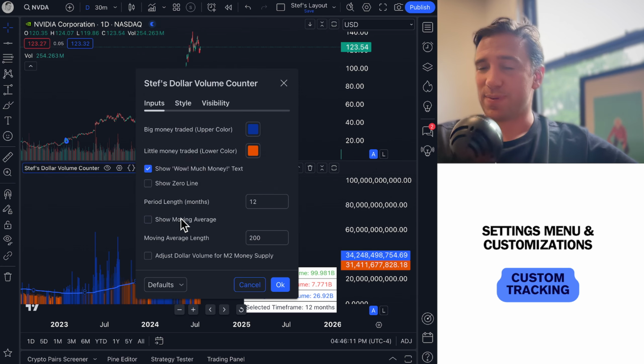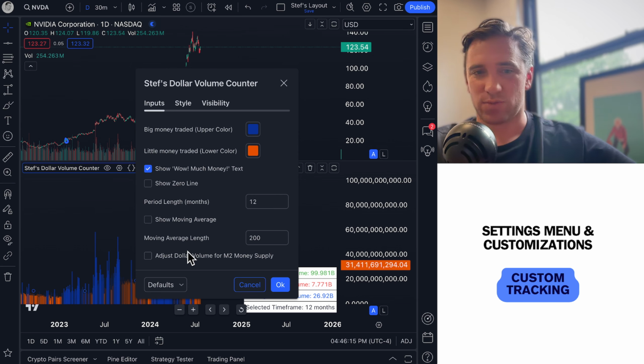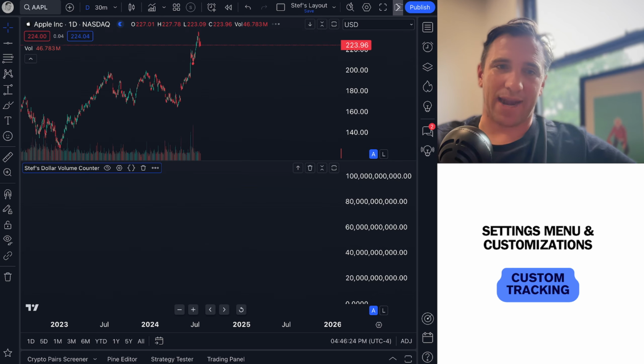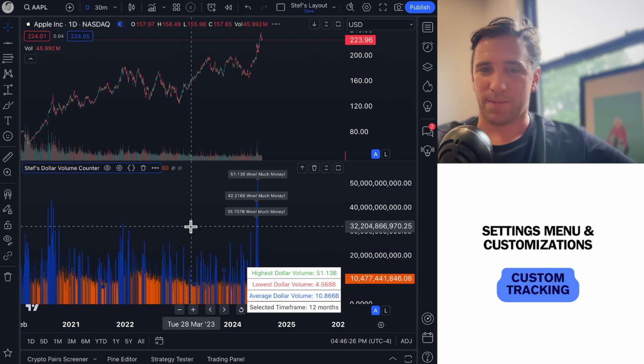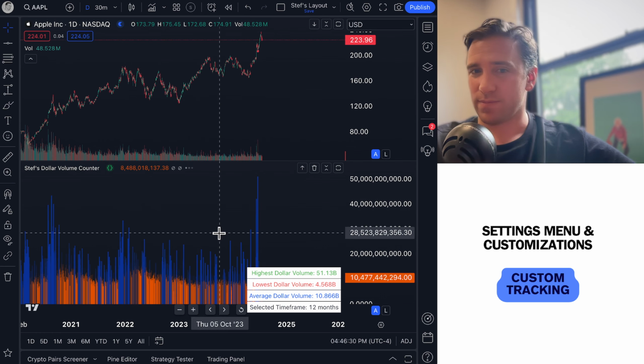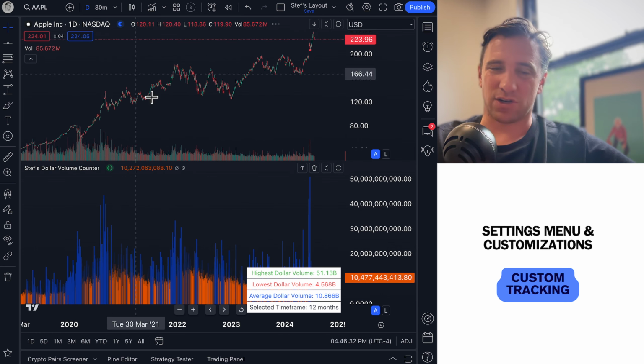I'm going to turn that off because now I think I've saved my most favorite feature for last, which is adjust the dollar volume for the M2 money supply. Ladies and gentlemen, this feature is just flat out my favorite feature. Now, here's why. I think we're all familiar with the talk of inflation, that there was lots of money printing that's occurred.